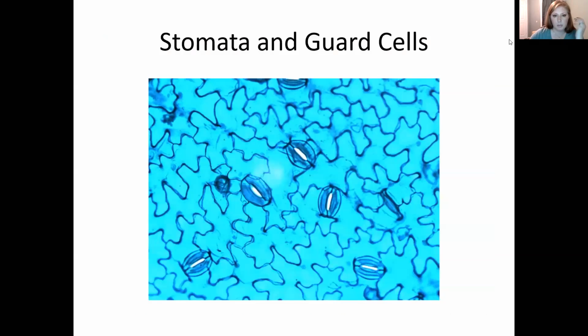All right, so this image here is a dyed or stained image under a microscope showing the very, very, very thin layer at the top where the openings where the stomata are, and then the guard cells are these kind of half-moon shapes on either side. That's what they really look like under a microscope, but again, they've been stained so you can see them better.